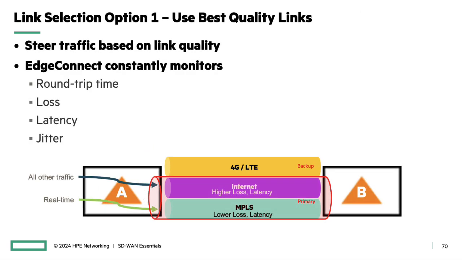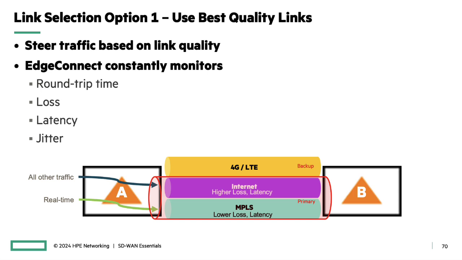Let's look at a network with 2 underlay tunnels between a pair of appliances. One underlay tunnel goes over an expensive but more reliable MPLS connection, while the other underlay goes over an economical but lower performing internet connection. This is an example of redirecting traffic of different types over different paths based upon the quality of the link.